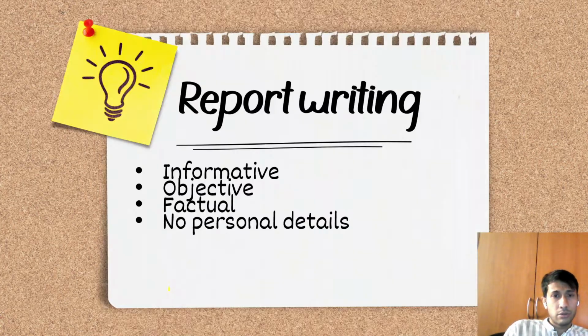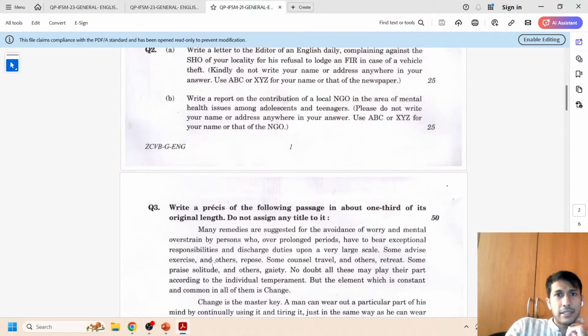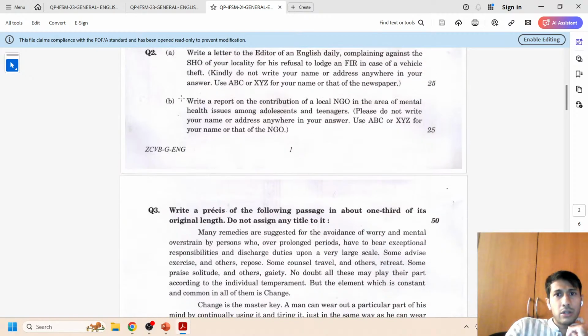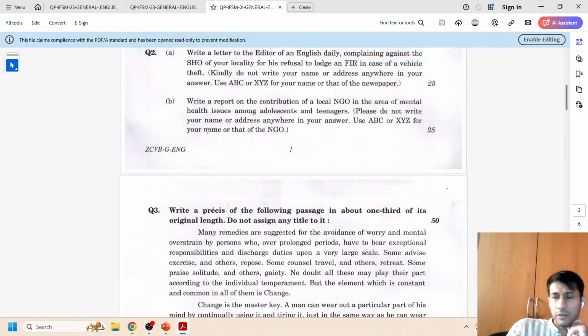All right, so we'll go with report writing. Report writing is generally done by newspaper reporters. I'll first show you what they ask you to write and then come to how to write. Here, 25 marks again: write a report on the contribution of a local NGO in the area of mental health issues among adolescents and teenagers. Again, you do not have to write your name or address anywhere in your answer. Use ABC or XYZ for your name or that of the NGO.